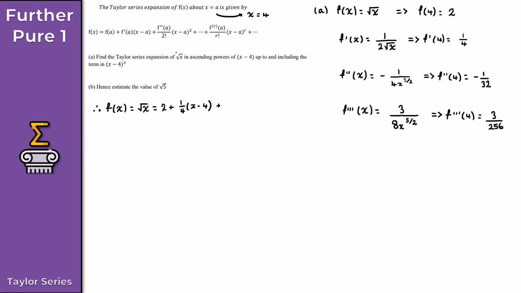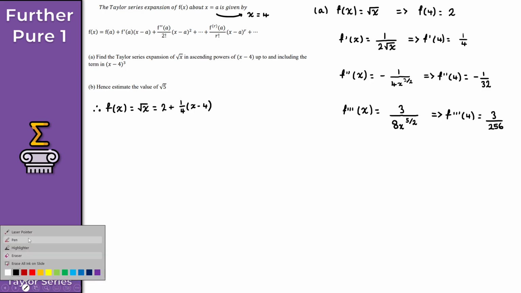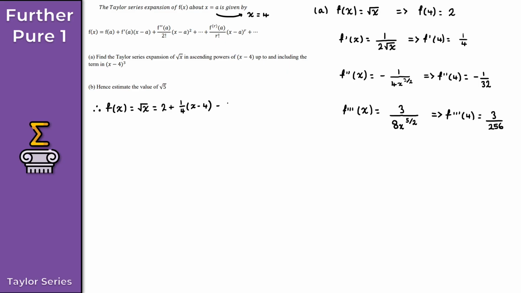We divide that by 2 factorial, so just be careful here. Minus 1 over 32, we divide that by 2. So that gives us minus 1 over 64. That should be a minus here, let me just change that. I'm getting carried away, so let's slow down a little bit. So minus 1 over 64, and we then get x minus 4 squared, like so.